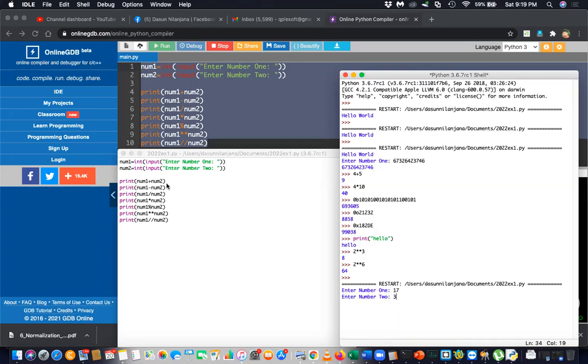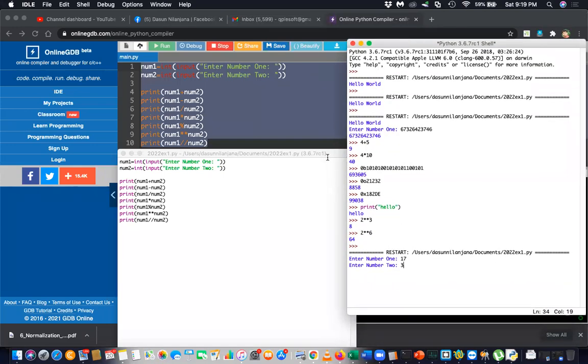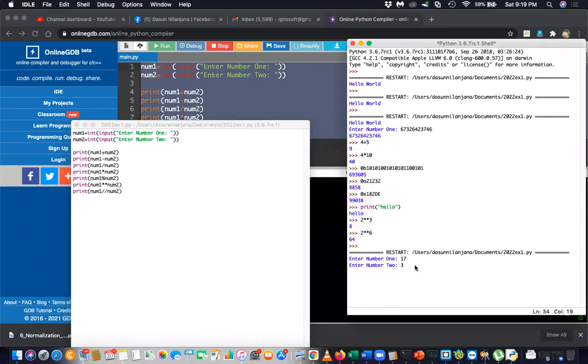17 plus 3? 20. This is very simple maths, right? 17 plus 3 is 20. 17 minus 3? 14. Okay, 17 divided by 3.